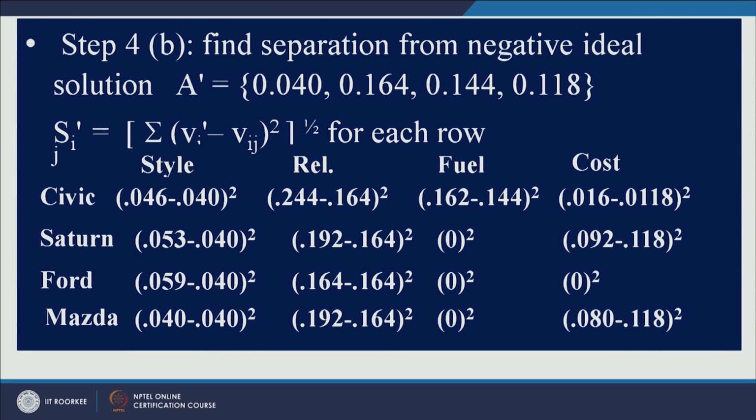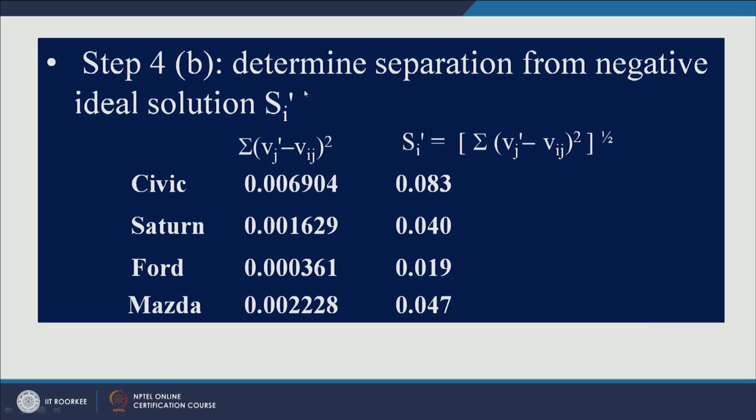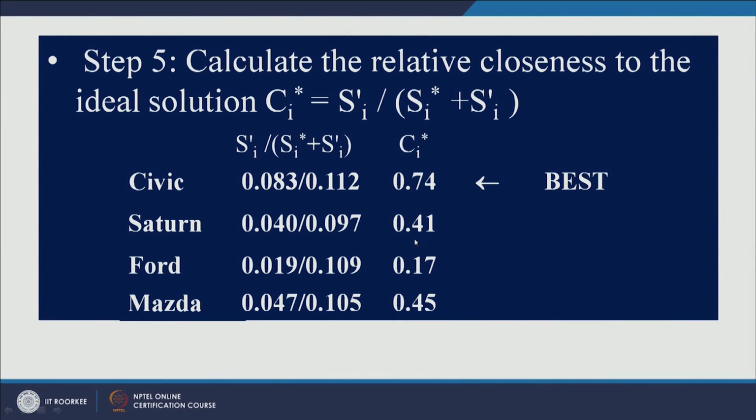Similarly, you can have the separation from the negative ideal solution. It is the same approach you have to apply, and then you have the separation from the negative ideal solution. Now, what do we need to calculate? We need to calculate a ratio, right. Ratio of what? Negative ideal separation to the sum of negative plus positive ideal separation. So, this is the ratio for Civic, it is 0.74, this is the ratio for Saturn, this is the ratio for Ford and this is the ratio for Mazda.